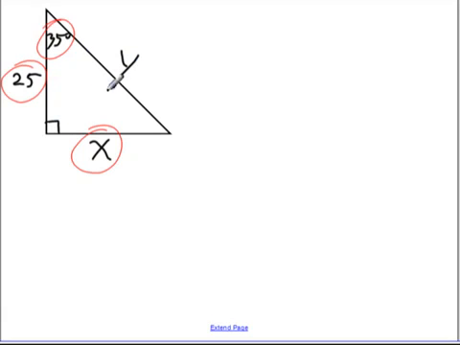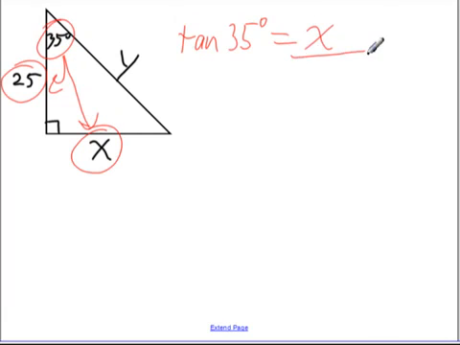y is the hypotenuse. I know that because it's opposite the right angle, so I don't want that. I've got the opposite leg and the adjacent leg. And you should know from SOHCAHTOA that the tangent is the ratio to use there. And so the tangent of 35 degrees should be equal to the opposite leg, so x is opposite the 35-degree angle, over 25, which is the adjacent leg. So write your trig equation and then use algebra to solve it.